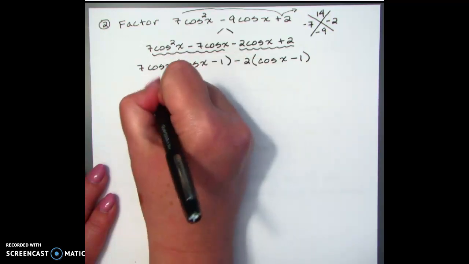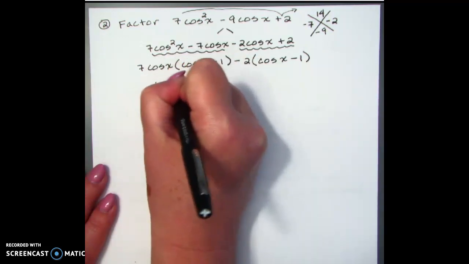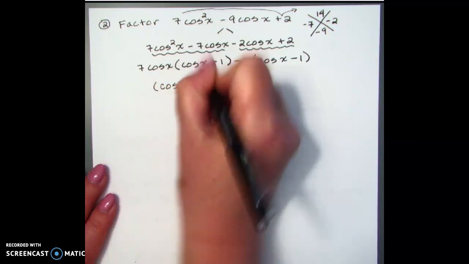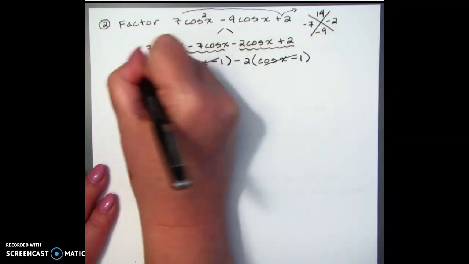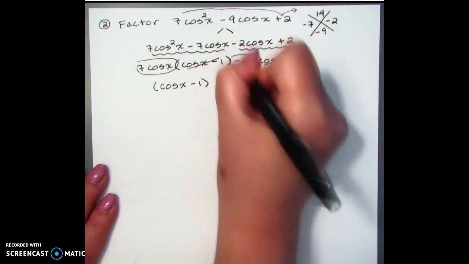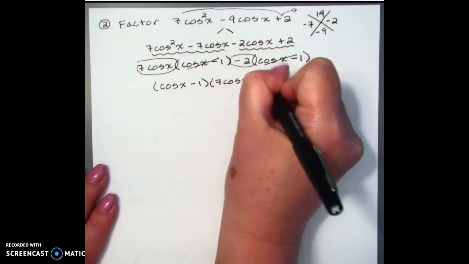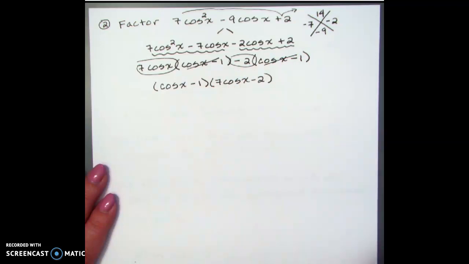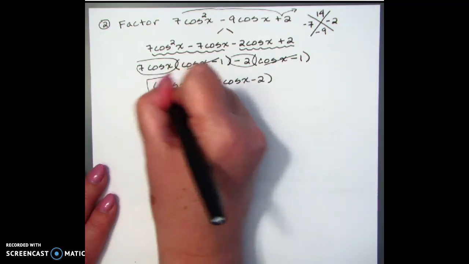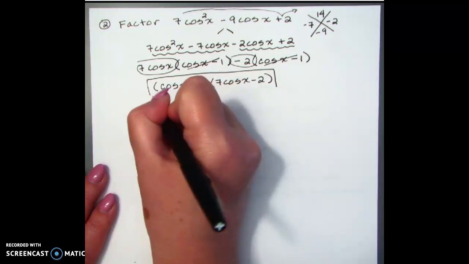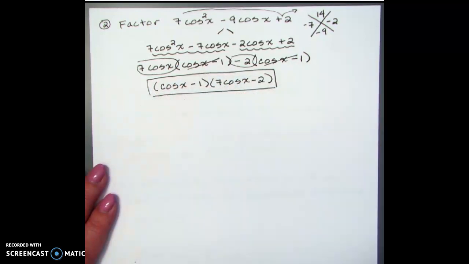So now I can factor out the parentheses, and I get cosine of x minus 1. And if I cancel that out, we're left with 7 cosine x minus 2. And then double check to see, can I factor the parentheses any further? And I cannot. So this is our final answer.